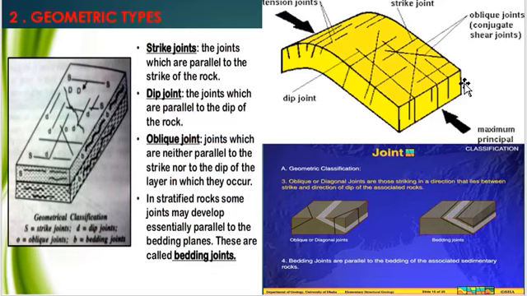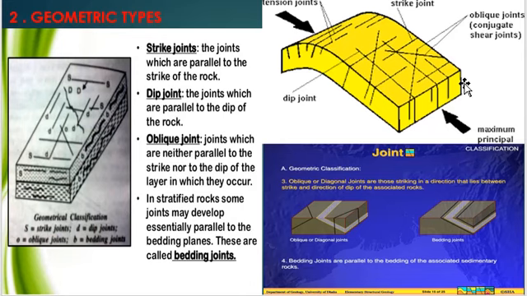So, what are the geometric types of joints? These are classified, specified and described according to the trend, that is the strike of joint sets relative to the attitude of rock masses, that is dip and strike. Basically, geometric types depend upon the dip and strike of the beds.